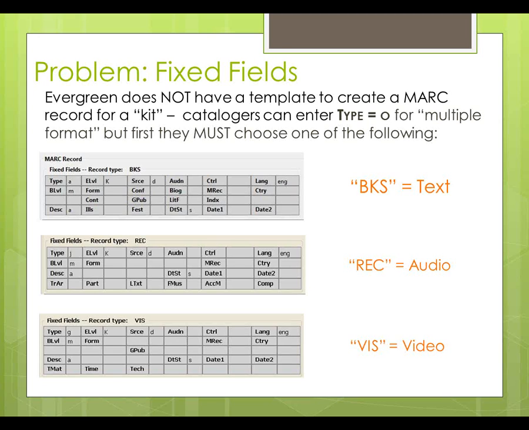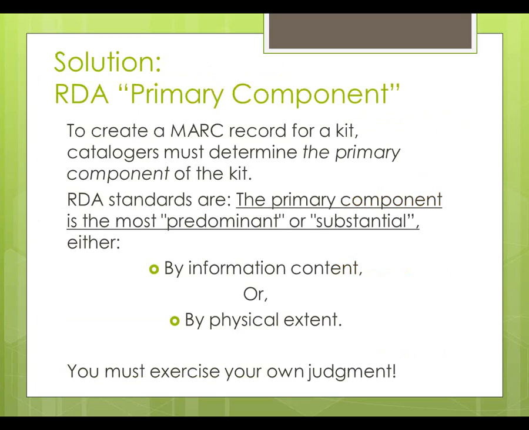Even if it's a magazine, or a computer file, it is still often text. Or, okay, a computer file may be text plus video, but it's some combination of these. It's assumed that your item will fall into one of these categories, either text, audio, or video. And the problem with this is that most kits have more than one of these. They either have text plus audio, or text plus video, or text plus some random object.